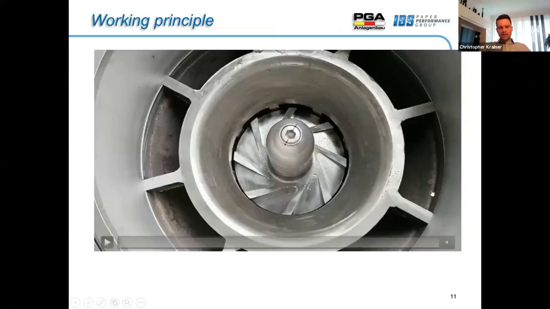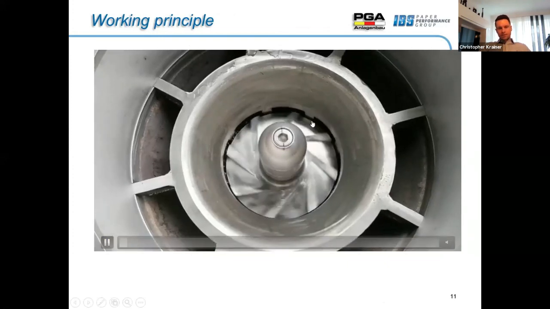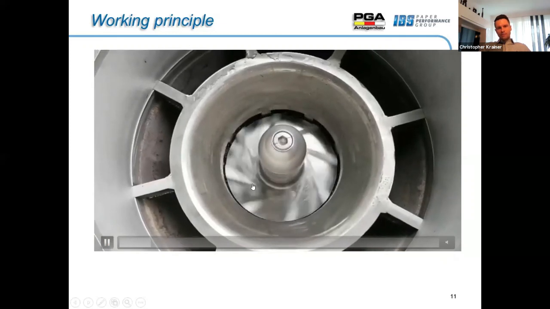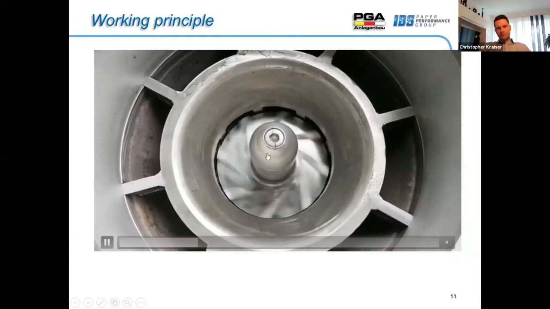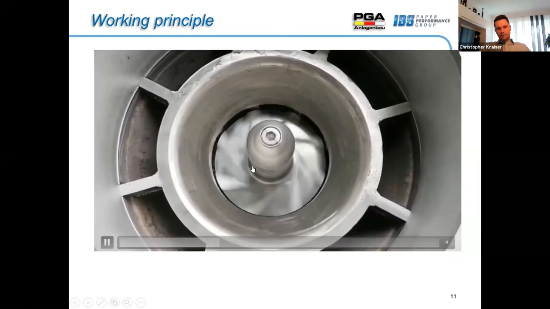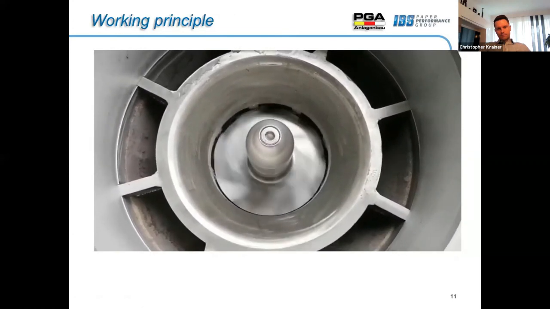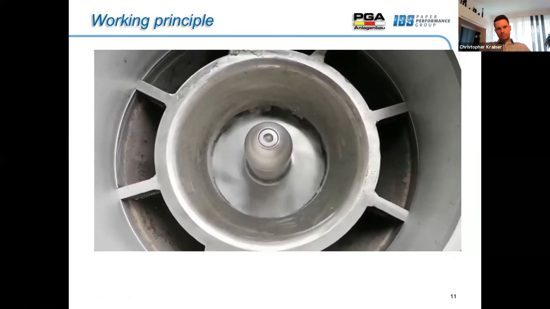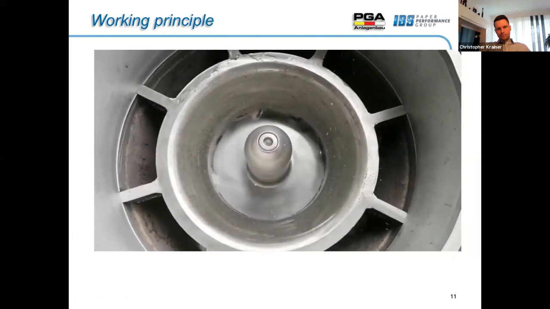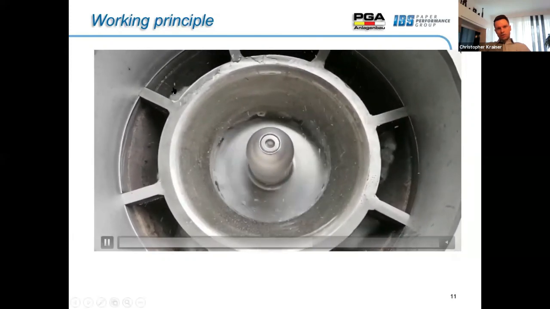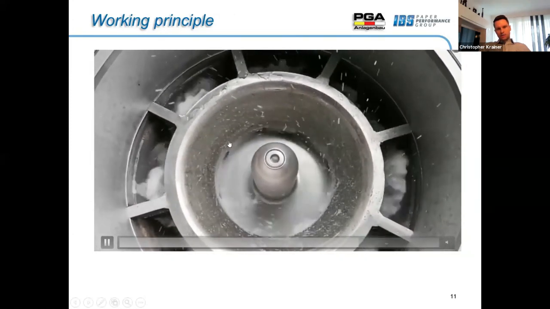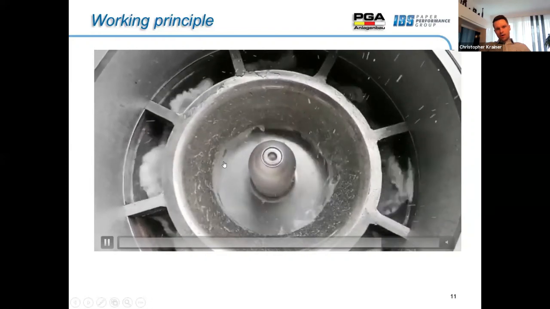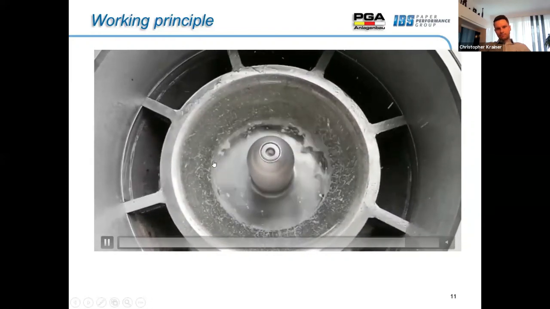Here it is nice to see how it works, but now with water. The rotor turns with very high speed. The stock suspension enters here, and now you will see we get water coming in. And then the stock suspension returns in this cycle and is thrown against the stator.